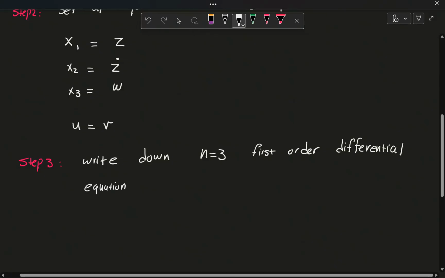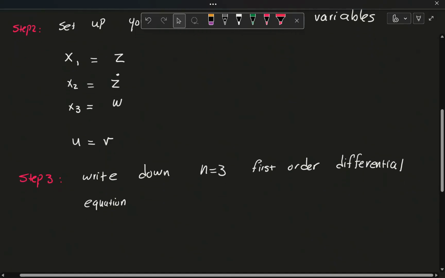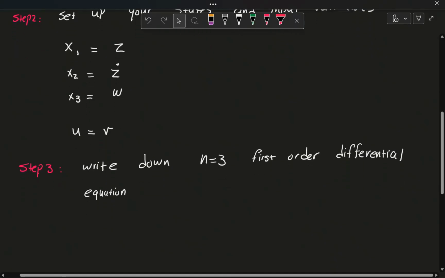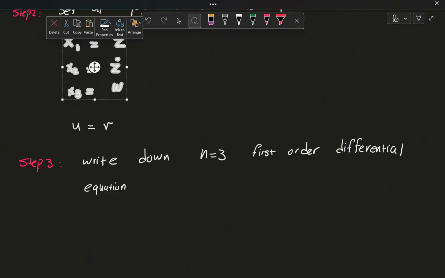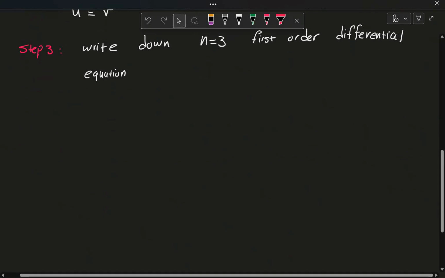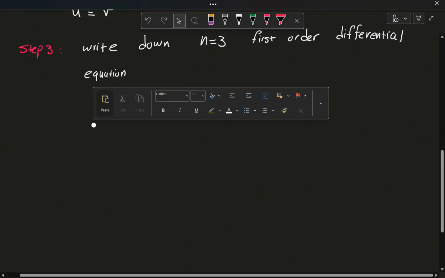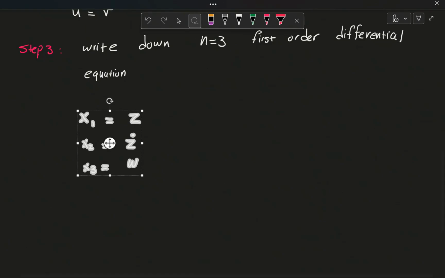How can I do that? Well, that's going to be very easy. Let's go to step 2 and copy your states here. I'm going to copy these guys and paste them here, and you will see in a bit why I'm going to do that. Just the states; the input equation, we do not care about that one.